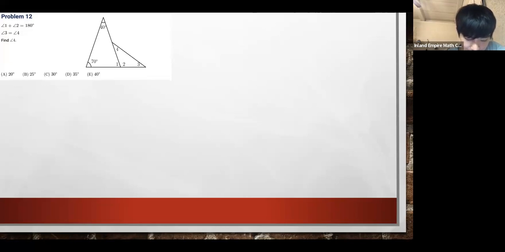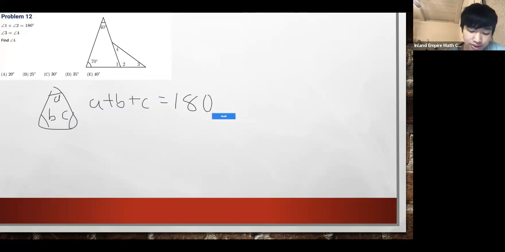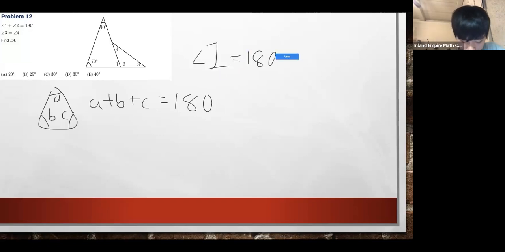You take the idea that all the angles in a triangle add up to 180: A plus B plus C equals 180. And we see a triangle right here, right? 40, 70, and angle 1. So angle 1 equals 180 minus 70 minus 40, which is the same thing as 180 minus 110, which is 70 degrees.